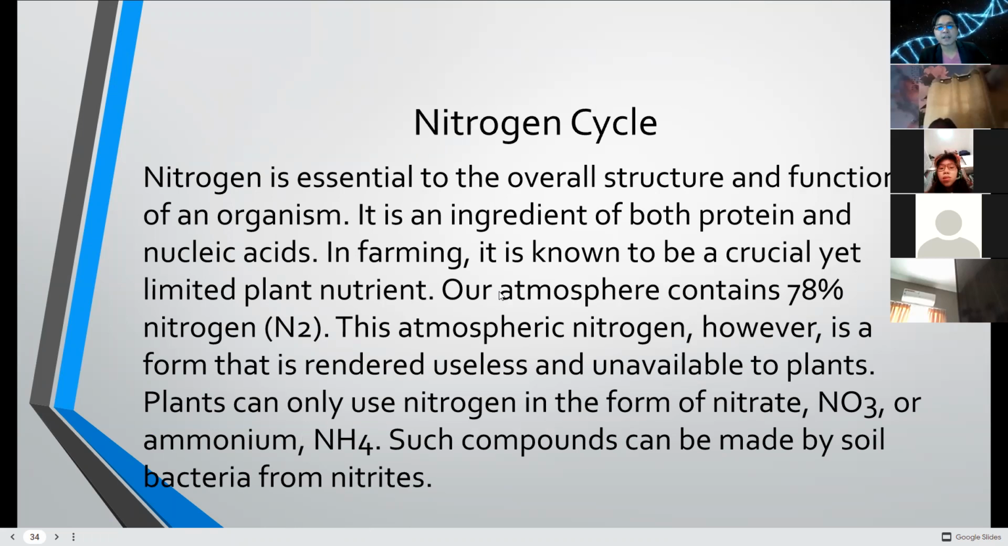Okay, this atmospheric nitrogen, however, is in a form rendered useless and unavailable to plants. Plants can only use nitrogen in the form of nitrate, the NO3, or ammonium, or NH4. Such compounds can be made by soil, okay, by the action of bacteria from nitrites. Okay, it needs to be fixed by nitrogen fixing bacteria or lightning.